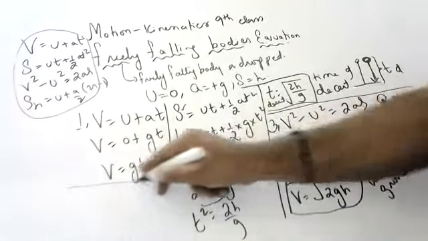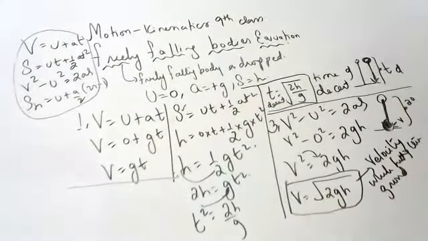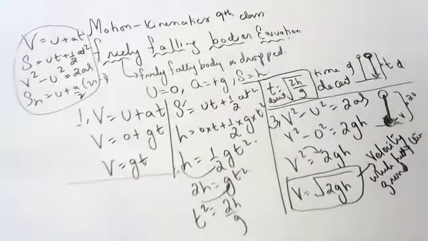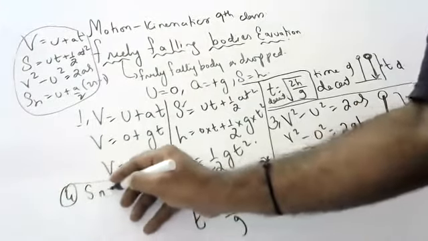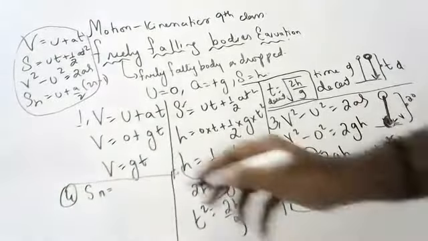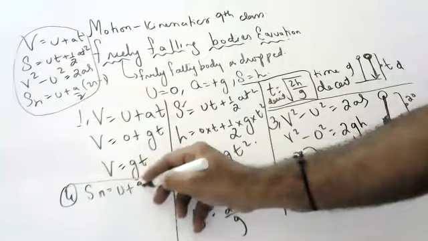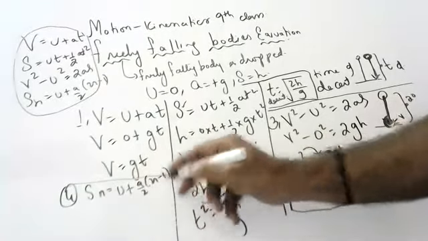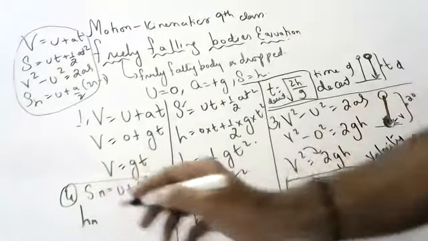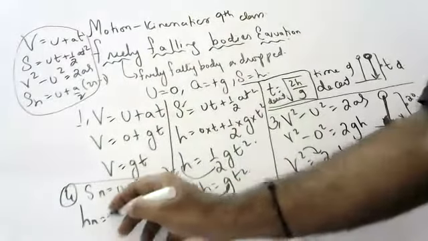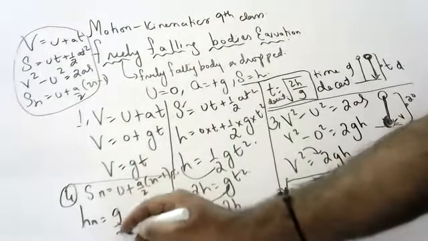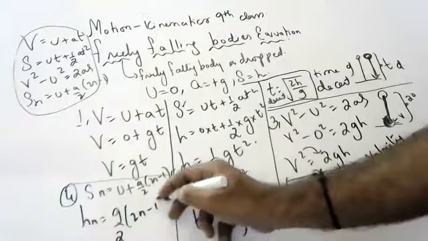Okay, and the last equation of motion, fourth equation of motion, children, how it turns. So, children, fourth equation of motion, Sn, the distance traveled by the body in the nth second, Sn = u + a/2 into (2n minus 1), we know this. Okay, so hn, the distance traveled by the body while falling freely in a particular second, is equal to, this will become g/2 into (2n minus 1).